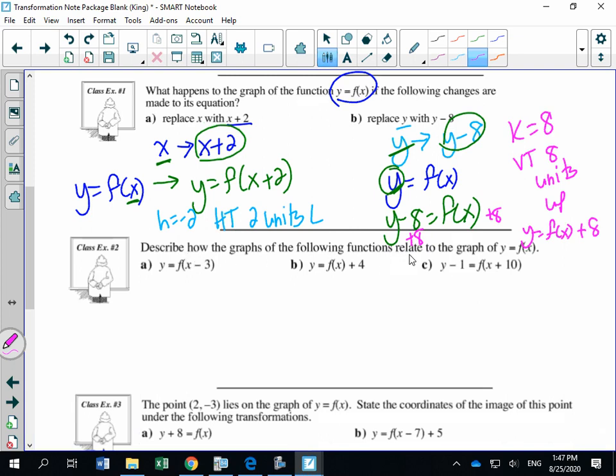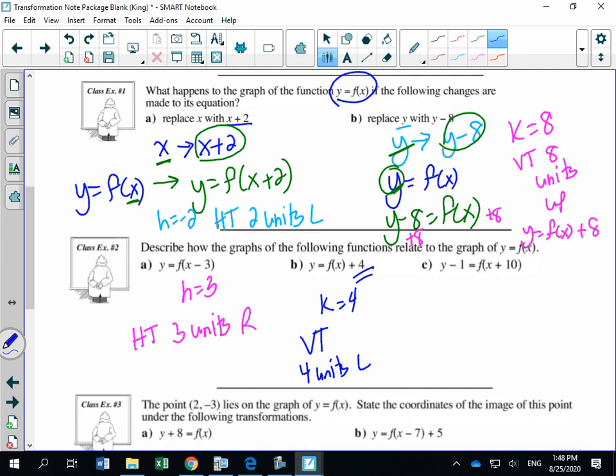Describe how the graphs of the following functions relate to this. Okay, so this guy here, that's my h value. h is equal to 3. If it's an h value, is that vertical or horizontal? You'd say that's a horizontal translation, 3 units right. This is a k value. k is equal to 4. Vertical translation, 4 units left.